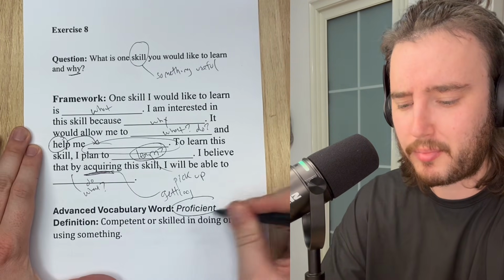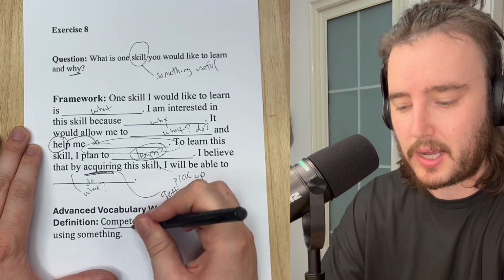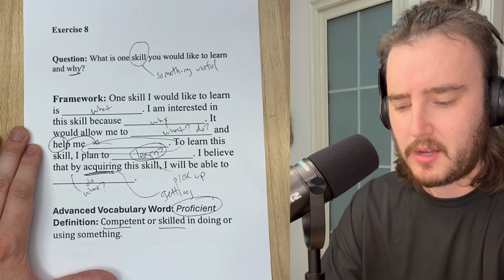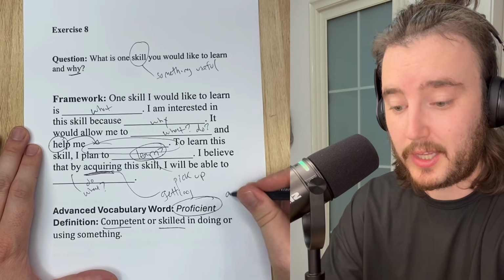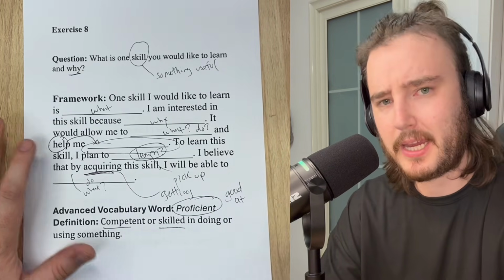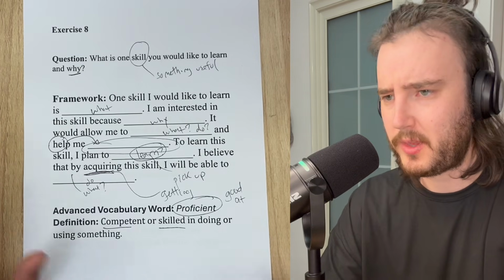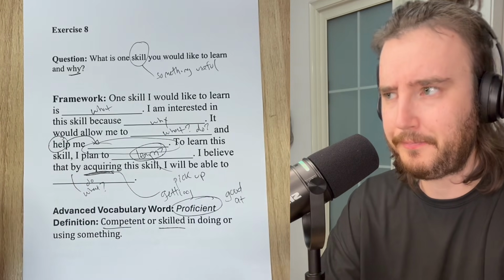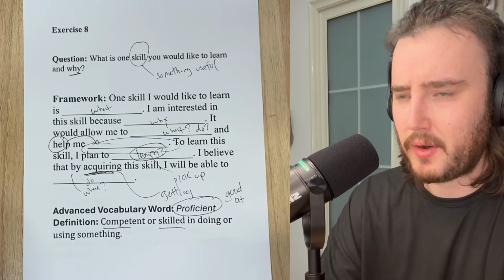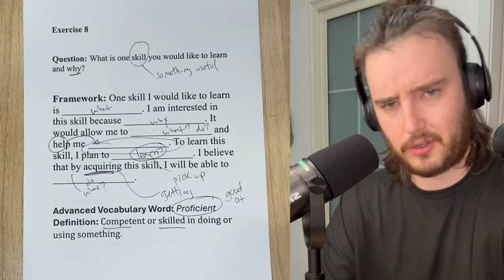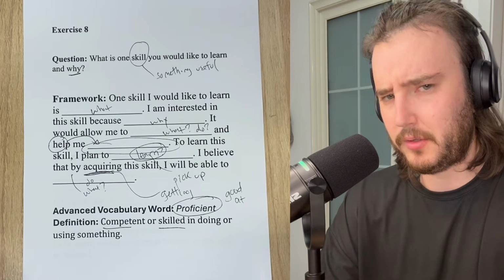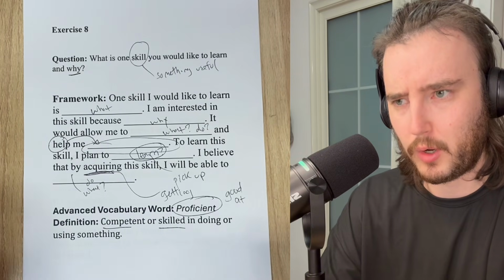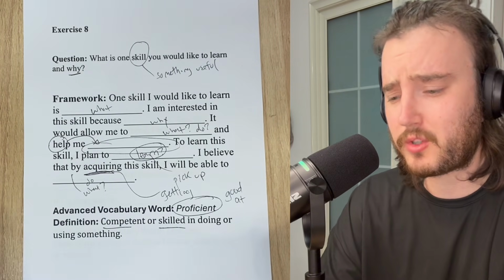Here's the target word, proficient. That means you're competent or skilled in doing or using something. So, in other words, you are really good at something. Like, I am proficient with a typewriter. That means I'm really good using a typewriter. He is a very proficient vocalist. That means he's a very skilled vocalist. He's very good at singing or rapping or whatever the vocal style may be.